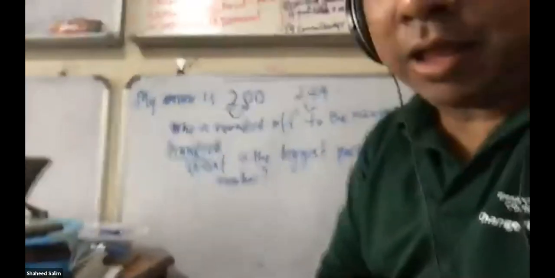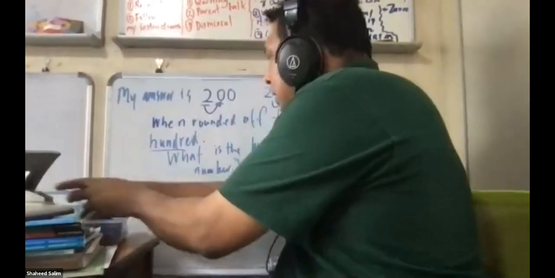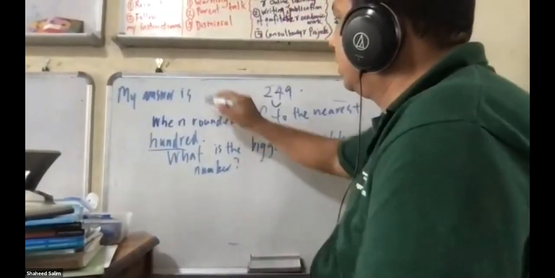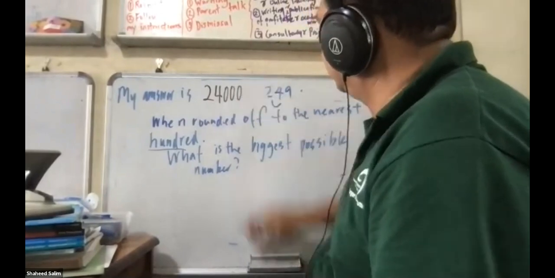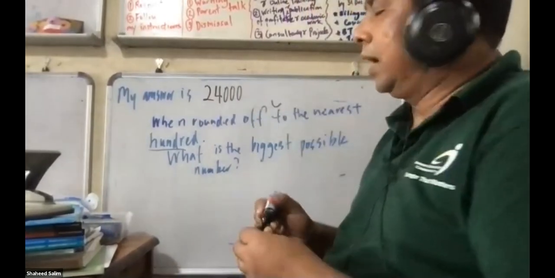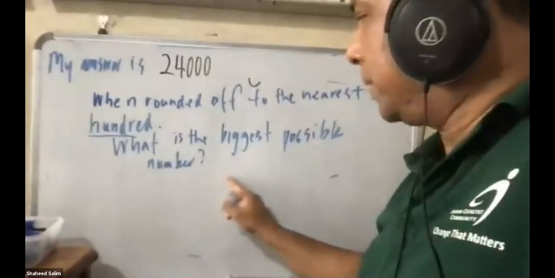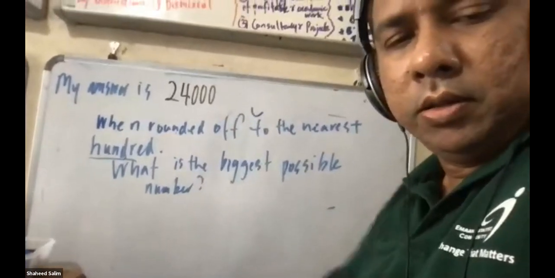Okay, we're going to increase the number. Cannot see, please tell me. Okay, I'm going to write. My answer is 24,000. What is the largest possible number? I want to know what's my number.